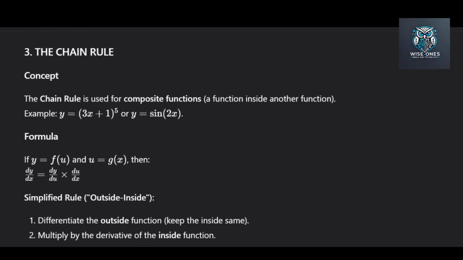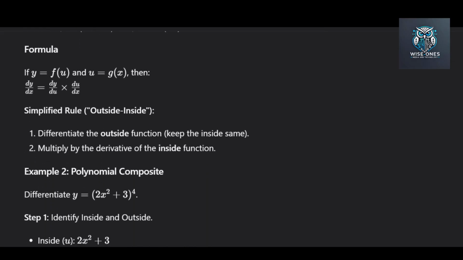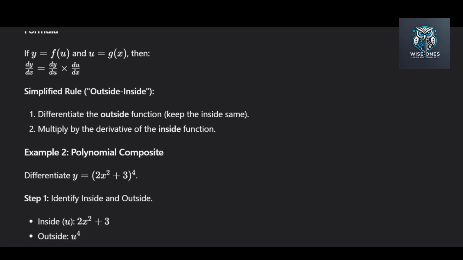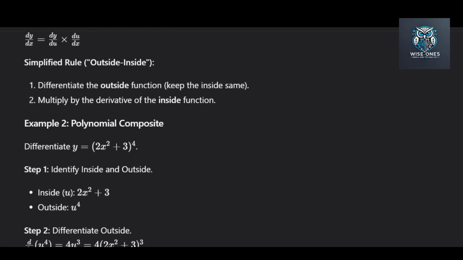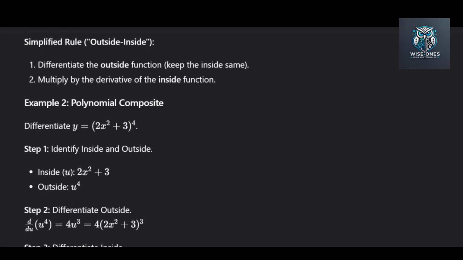Step 1. Differentiate the outside function. Keep the inside the same. Step 2. Multiply by the derivative of the inside function. Think of it like peeling an onion. You do the outside layer first, then the inside layer.